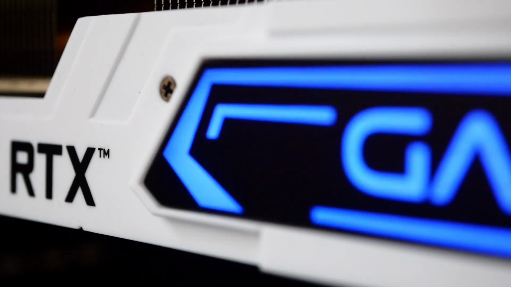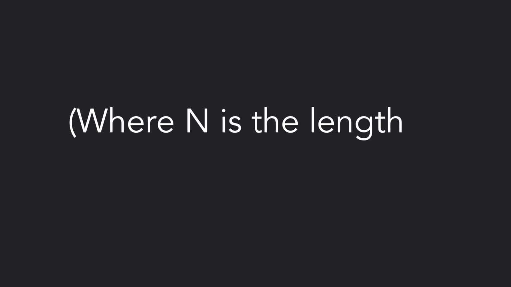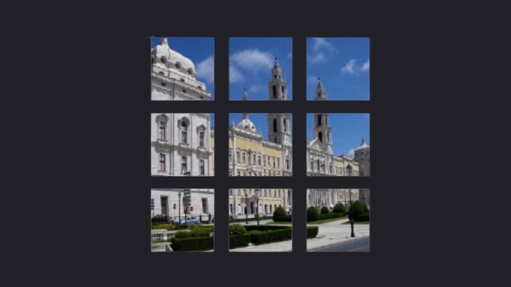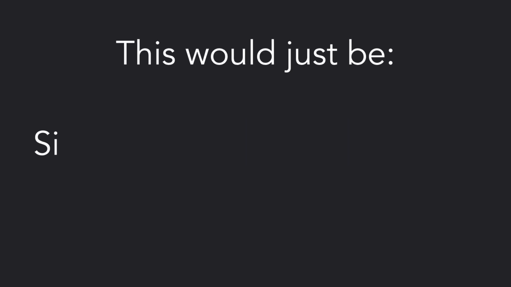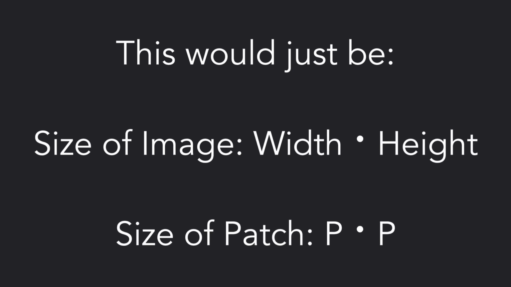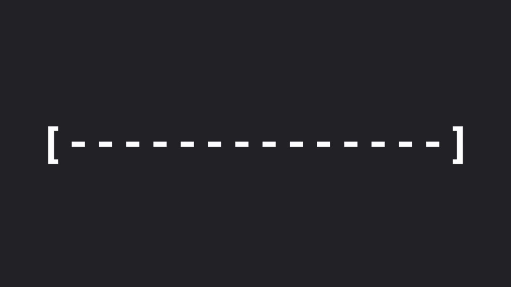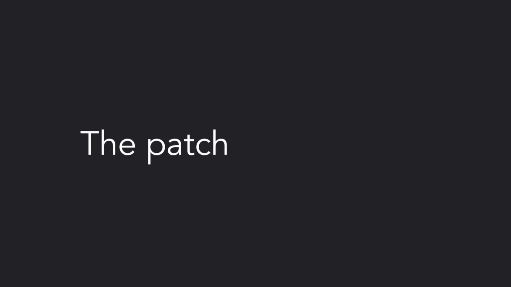This is infeasible since the computational cost of attention is n squared, where n is the length of the input sequence. The solution is to break the image into patches, so our input sequence's length is now equal to the number of patches. This would just be the size of the image divided by the size of a single p by p patch. At each entry in the input sequence, we have a vector, which is just the patch flattened into a 1D list. The patch size is critical.